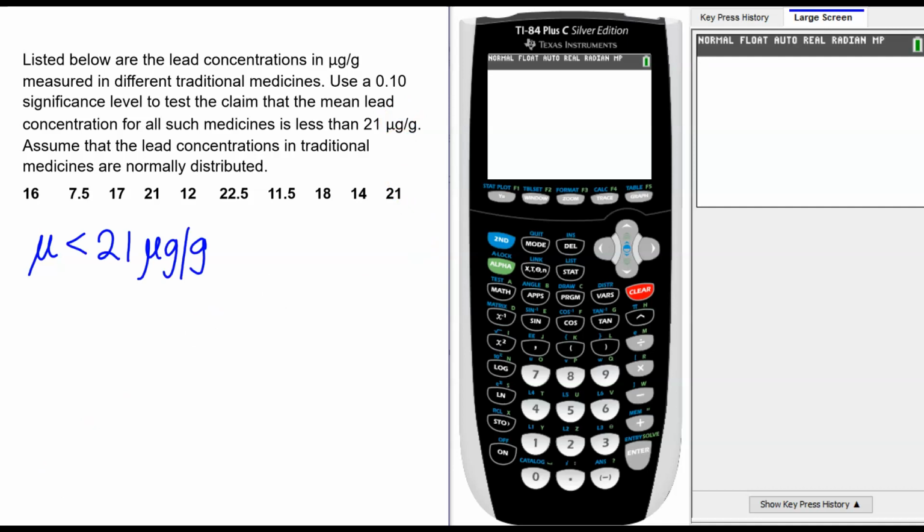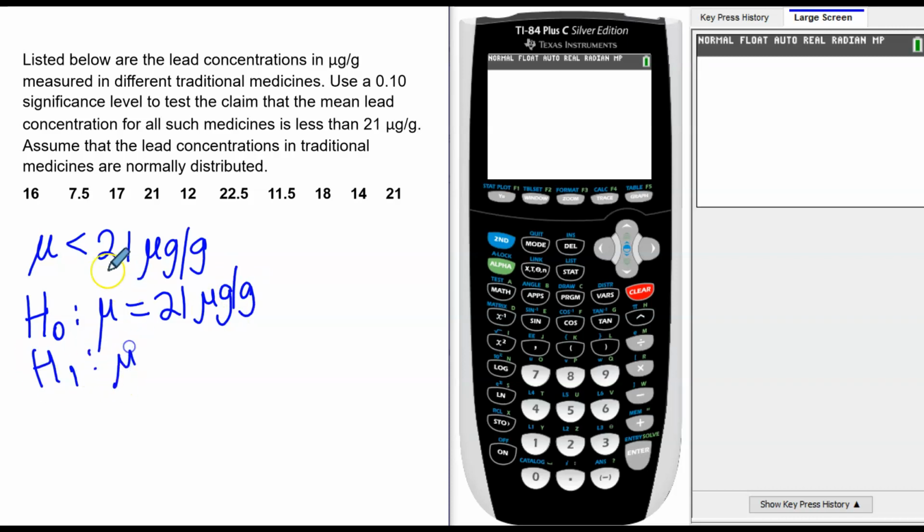Now let's identify the null hypothesis and the alternative hypothesis. Remember, the null hypothesis will always have the equal sign. Mu is equal to 21 micrograms per gram. And the alternative hypothesis will be our original claim in this case. Mu is less than 21 micrograms per gram. Don't forget about units of measurement.